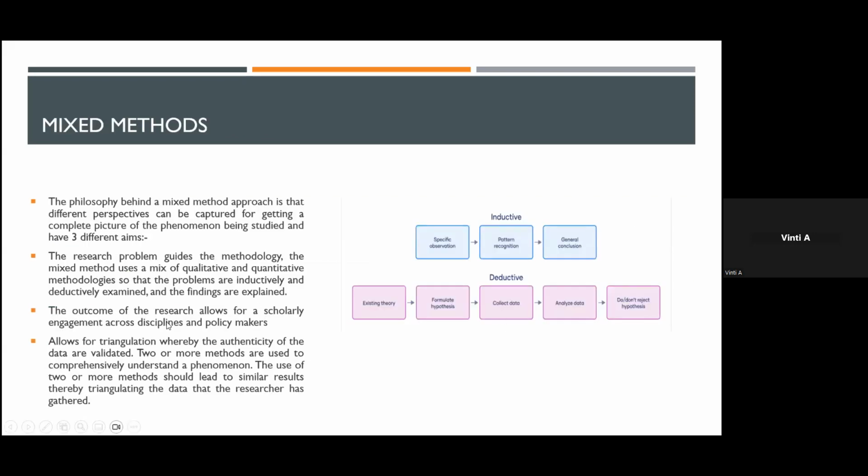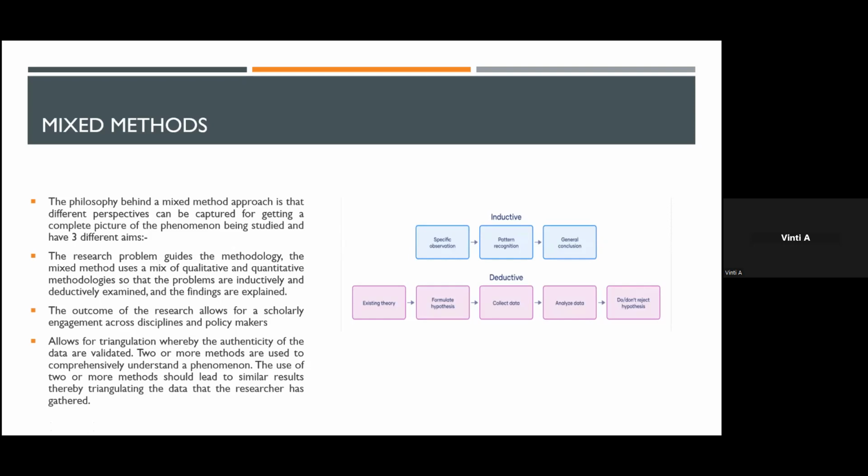Okay. Mixed methods is both qualitative and quantitative, so you're using both an inductive and a deductive approach. In an inductive approach, you have specific observations. You look at the patterns and then you come to a conclusion. Whereas in a deductive approach, you already have a theory, you formulate a hypothesis, you collect data, and then you either approve or disprove it. So qualitative is usually an inductive methodology, whereas quantitative is usually a deductive methodology.